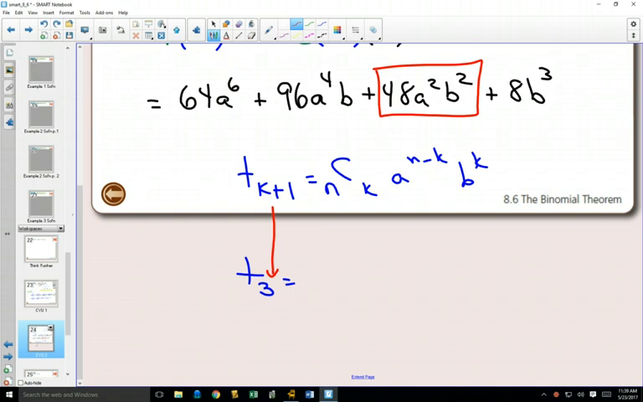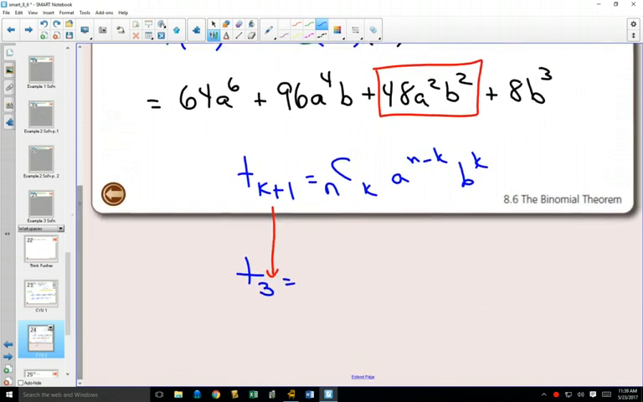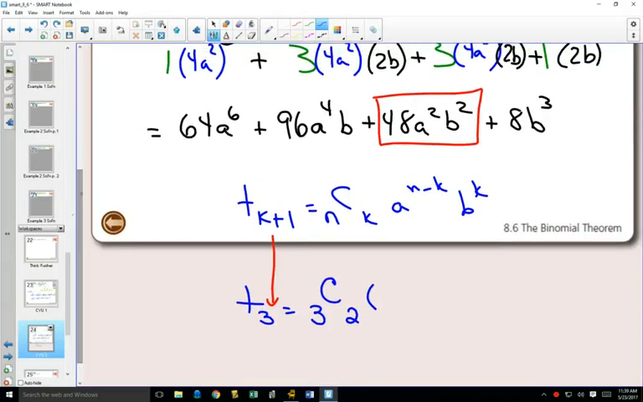If we're finding term 3, n is the exponent. In this original expansion, we had an exponent of 3, so this would be 3 choose 2. Our first term was 4a squared. That will be to the power of 3 minus 2. And our second one was 2b. That will be to the power of 2.